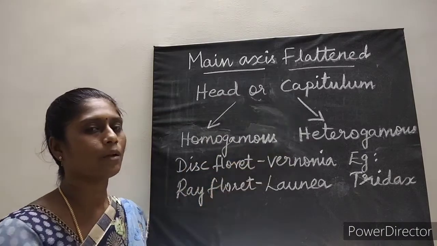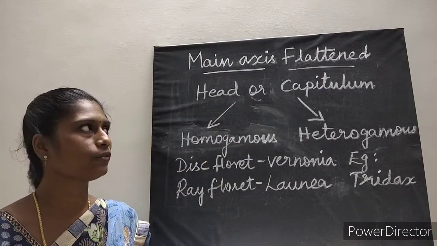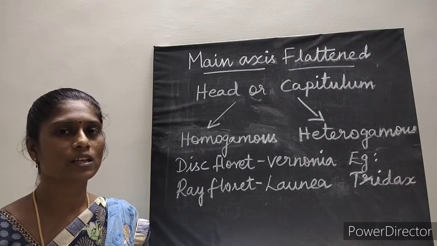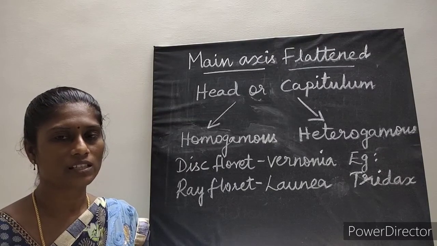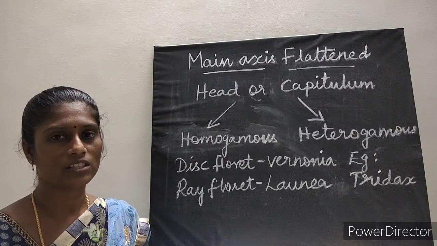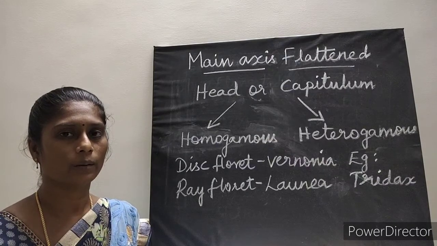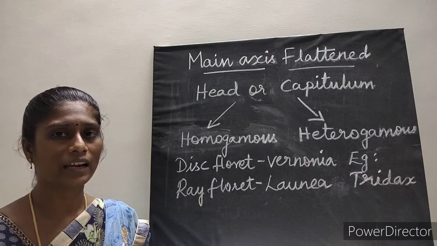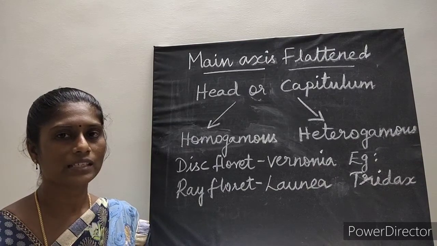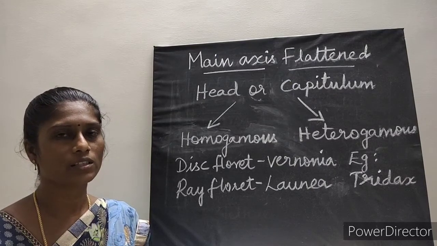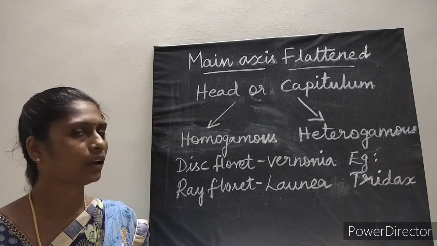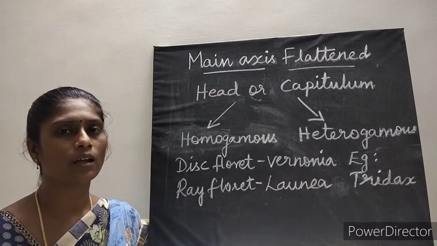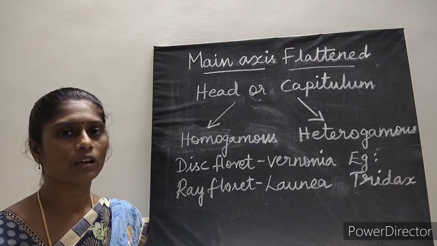Main axis flattened or globose. Here the flattened axis may be convex or concave. Head or capitulum: head is determinate or indeterminate, with sessile or subsessile flowers which arise on a receptacle covered by an involucre. Head is a characteristic feature of the family Asteraceae and some members of the Rubiaceae. For example, Mimosa pudica. Head is of two types, namely homogamous head and heterogamous head. A torus may contain disc florets or ray florets.